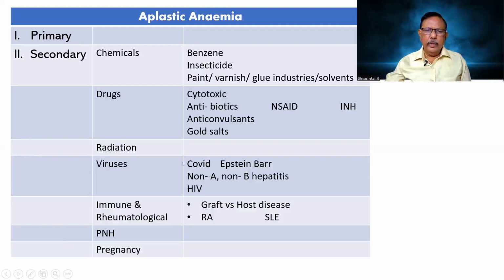Viruses. COVID, it was a very unpleasant experience we had during the last 2 years, the COVID-19. Epstein-Barr virus, non-A, non-B hepatitis, HIV. So any of the viral infections, initially there will be an aplasia and then a pancytopenia. Progressively, the patient will be recovering. Immune and rheumatological, it can be a graft versus host disease, rheumatoid arthritis, SLE, etc. Paroxysmal nocturnal hemoglobinuria. Pregnancy, strangely, this also can have an aplasia. So this is some of the causes for aplastic anemia.